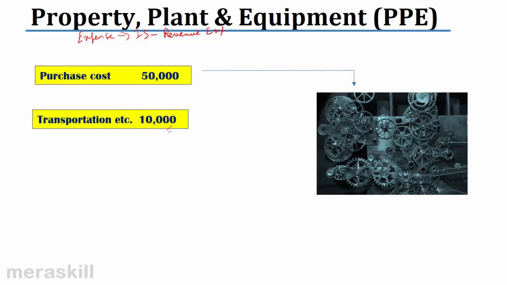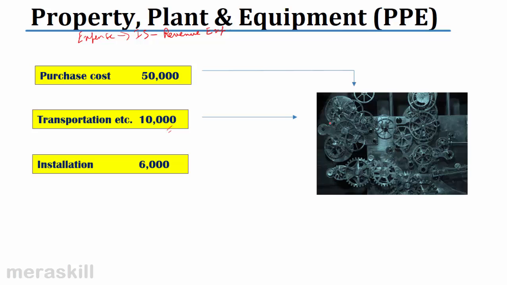But what is this transportation cost? This transportation cost has been incurred in order to bring this machinery to my factory. Can I operate this machinery unless I get it to my factory? No, I cannot leave it in Germany and say it is my machinery. I will get no benefit if I just buy it there and leave it. Until it is brought to my factory, I cannot use it. Therefore, this is also added to the cost of my machinery.